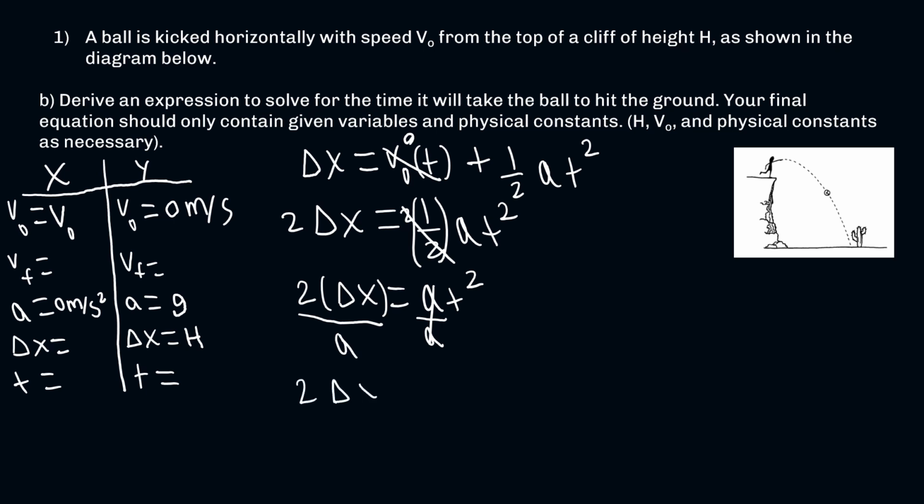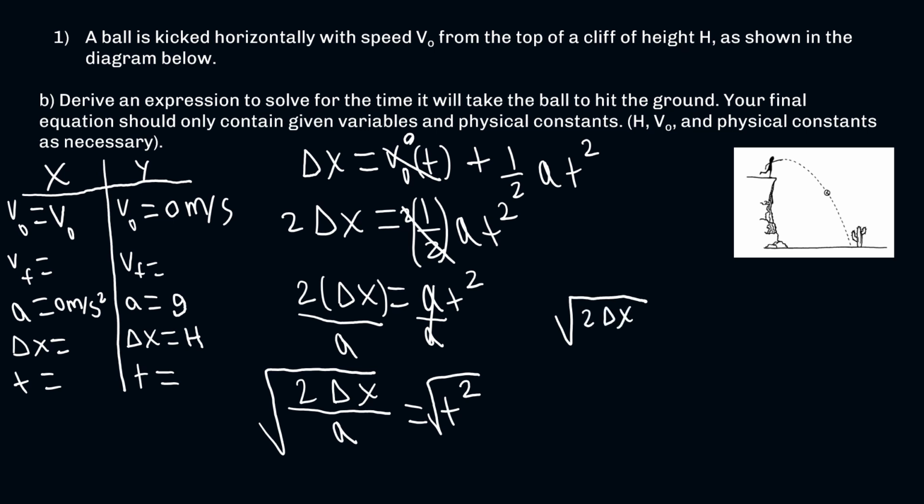So I have 2 delta x over a equals t squared. Then the last step here, I have a squared value, so the opposite of that is taking the square root of both sides. And that's what I'll do here in order to get the time. So my final expression here for time is going to be the square root of 2 delta x over a equals t. So now this is where we're going to plug in our variables as if they were numbers. And then you don't have to even worry about plugging stuff into the calculator and making a mistake with that. So with this, I'm going to plug in what I've been given.